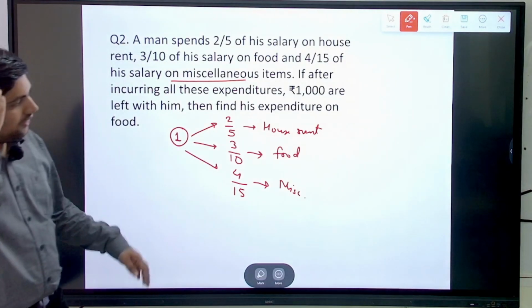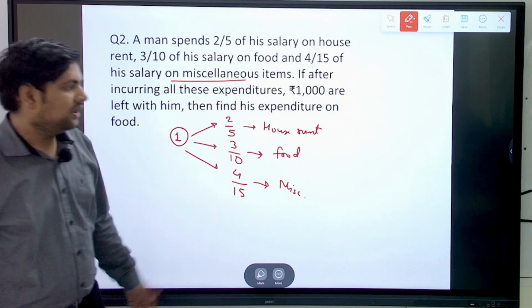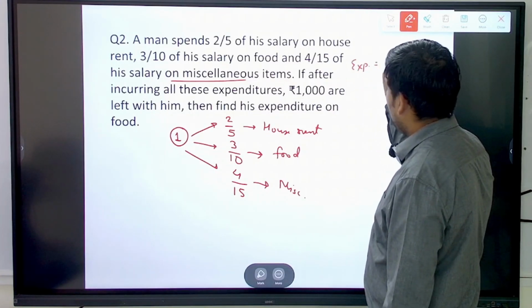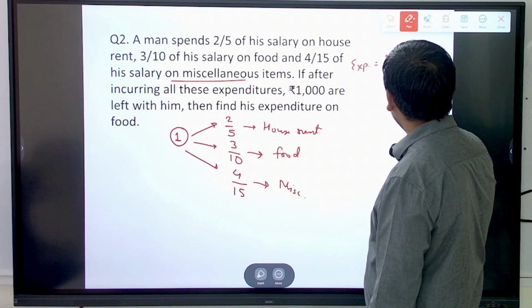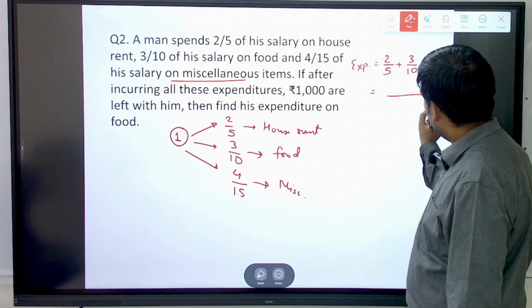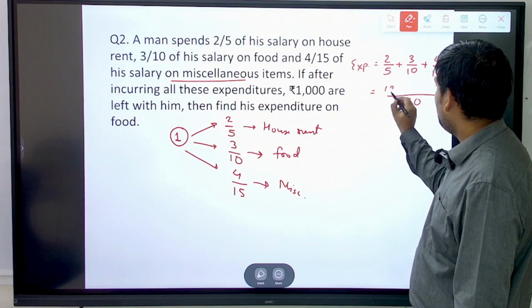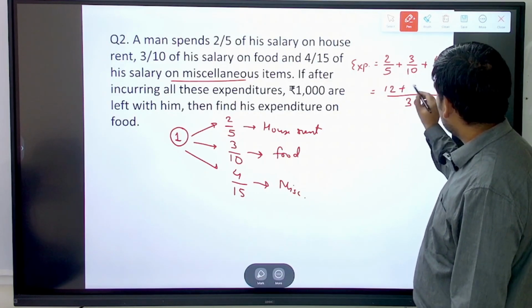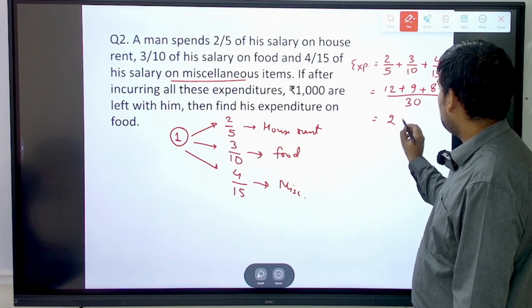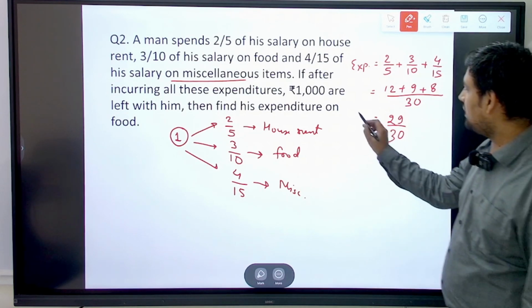Now after all these expenditures, whatever is left from this salary will be his savings. So let's sum up all his expenditures. The sum will be 2 by 5 plus 3 by 10 plus 4 by 15. You can take LCM as 30. This will go 6 times, so 6 2s are 12, plus this goes 3 times, so 3 3s are 9, then this goes 2 times, 4 2s are 8. This becomes 12 plus 8 is 20 plus 9 is 29 by 30. So 29 by 30 is his expenditure.